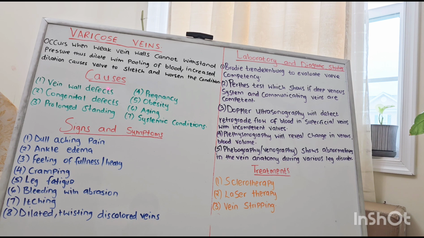Now let's talk about causes of varicose veins. It can be caused by vein wall defects, congenital defects, prolonged standing, pregnancy, obesity, aging, and systemic conditions.